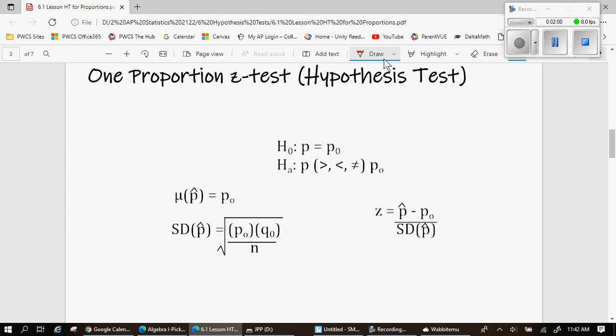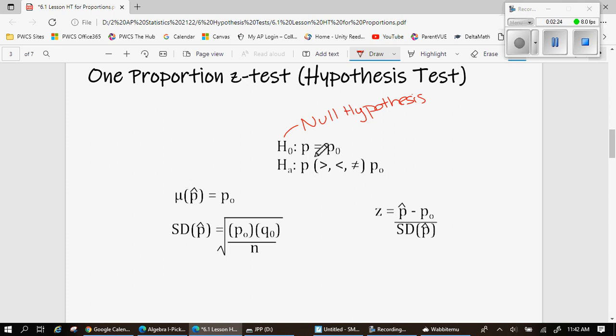So we start with hypotheses. When we do a hypothesis test, there are two. This first one, H sub 0, is called the null hypothesis. The null hypothesis is the thing at the beginning of our hypothesis test that we are assuming is true.